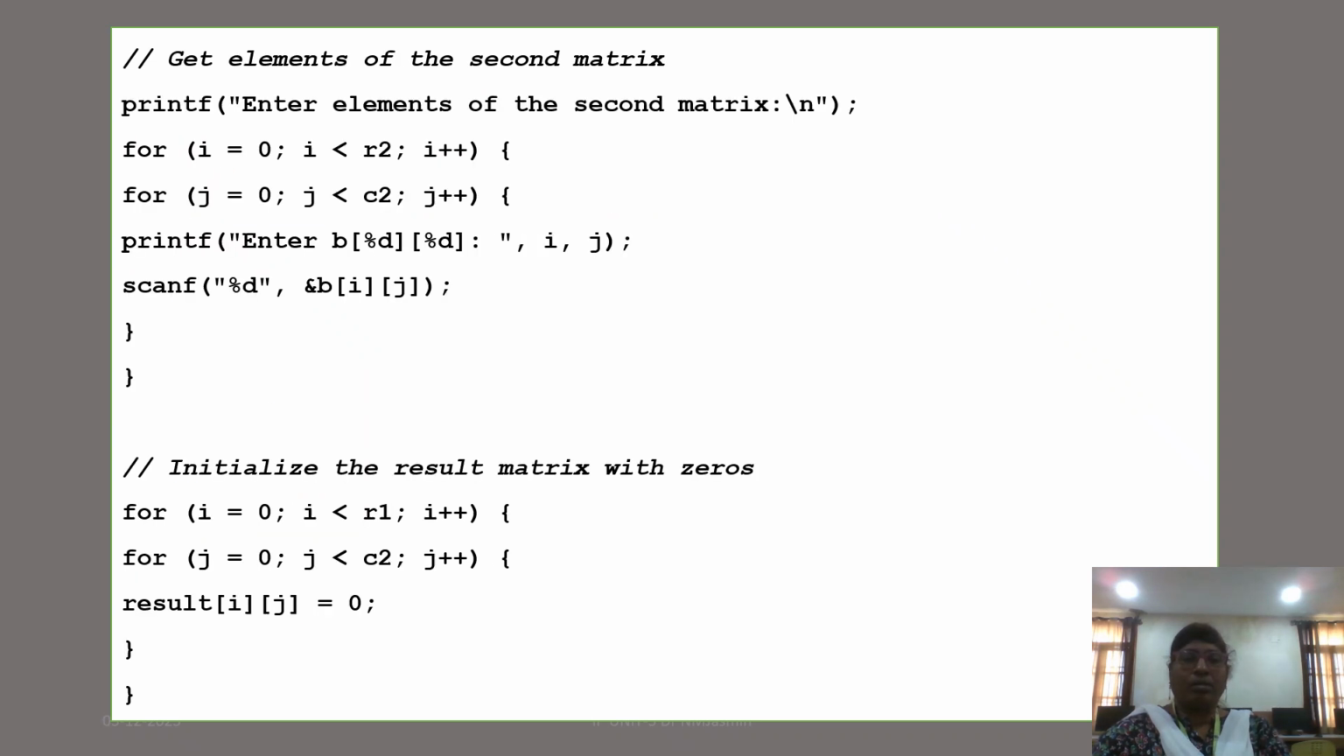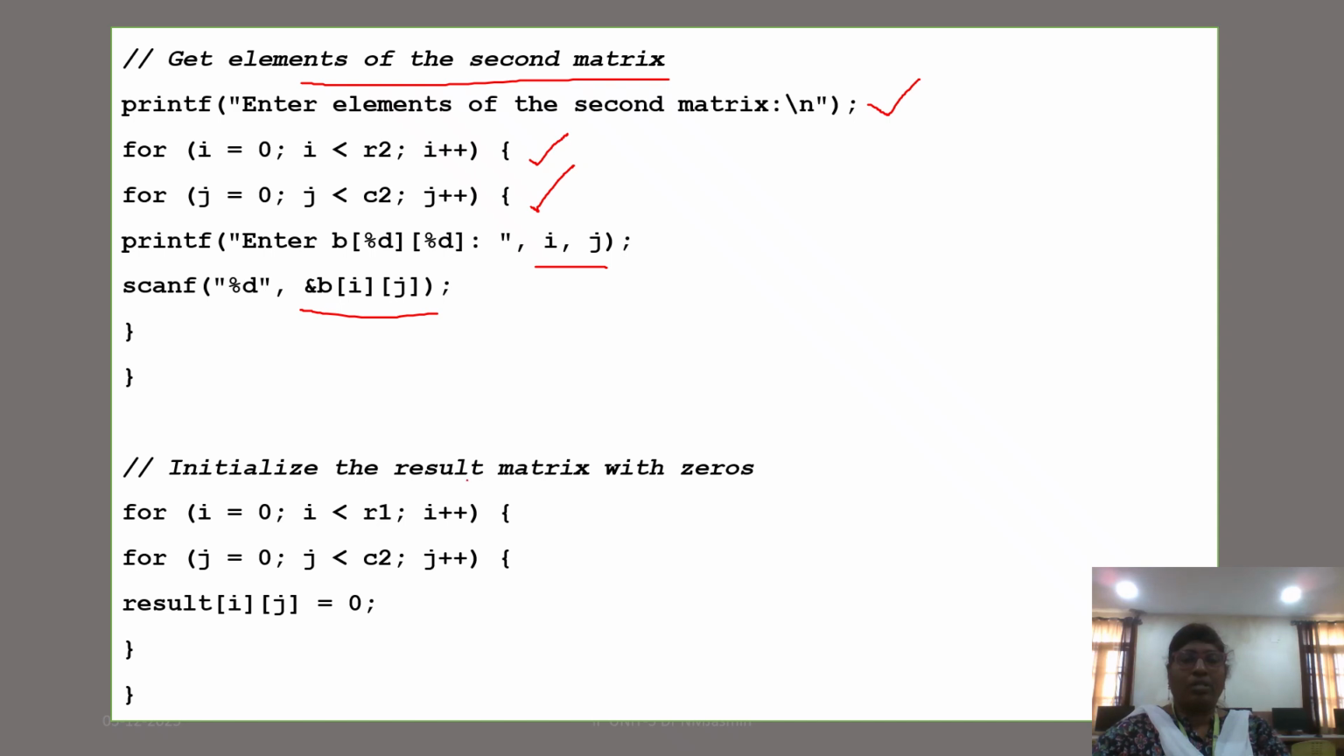Next, similarly, give the elements of the second matrix. Enter the elements of the second matrix, and here for the second matrix, for i this is the for loop, for j this is the for loop counter, and thereby you can read i and j for the second matrix, and this is the second matrix you can display.